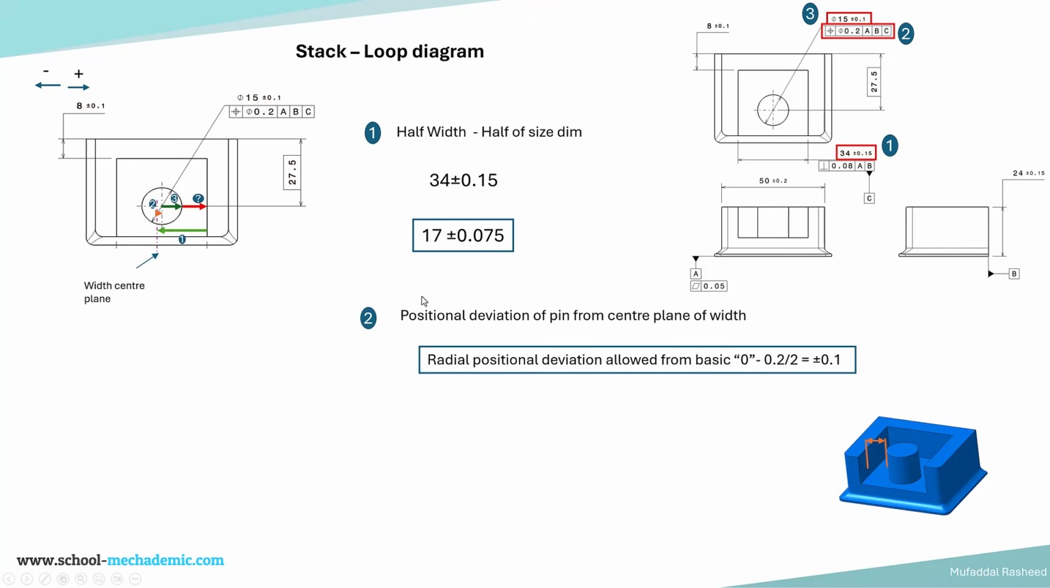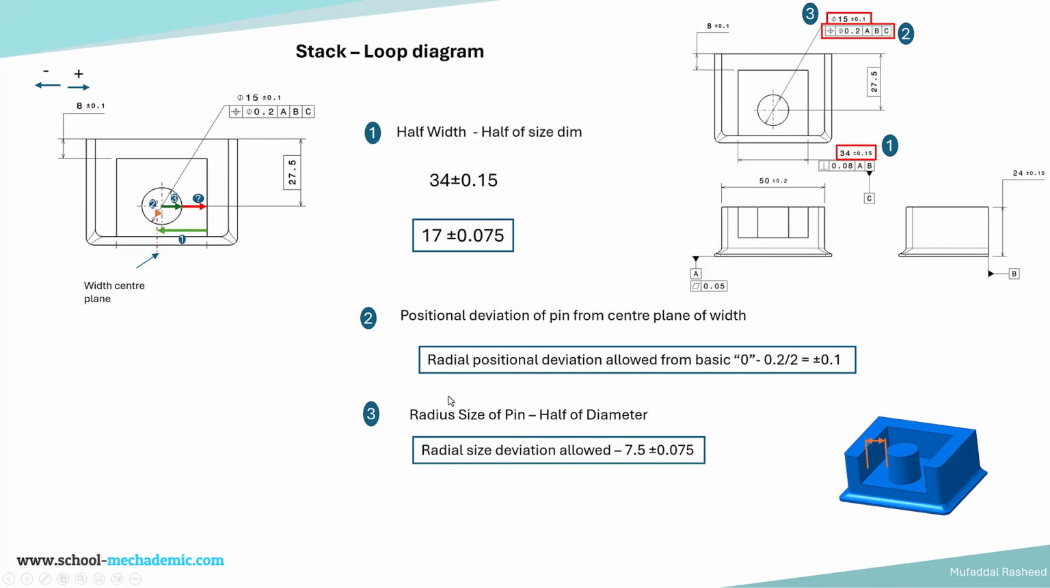Specification number 2 is the positional deviation of pin from center plane of width, which is nothing but this over here, this feature control frame, positional control feature control frame. So the radial positional deviation allowed from basic 0 is 0.2 divided by 2, that is plus or minus 0.1. So this specification number 2 does not have a dimension, it only has a tolerance which is plus or minus 0.1, which is the positional deviation.